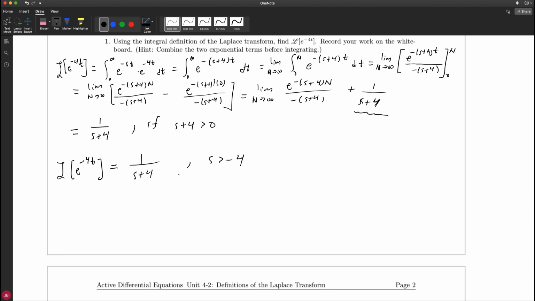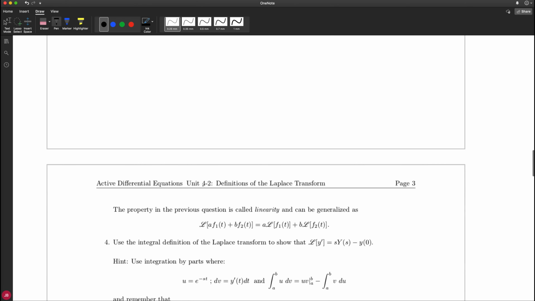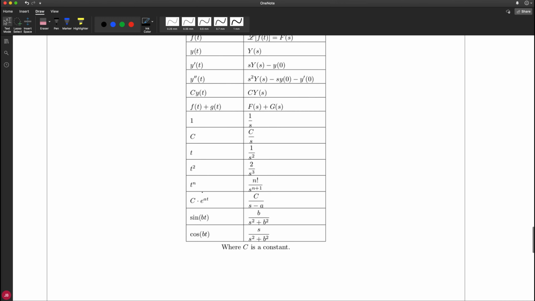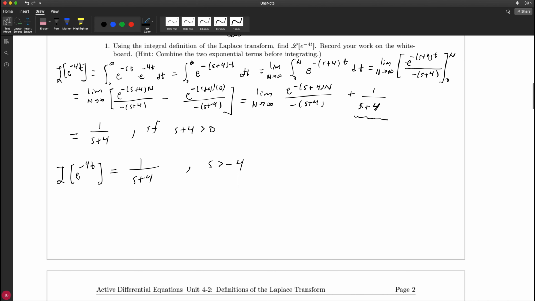Okay. And you can actually check this on the chart. I've provided one in this section too, way at the very end here. So we had e to the negative 4t, where the c value is 1 here. So we get 1 over s minus negative 4. Is that what we got? Yeah, it is, right? 1 over s plus 4 is the same as 1 over s minus negative 4.